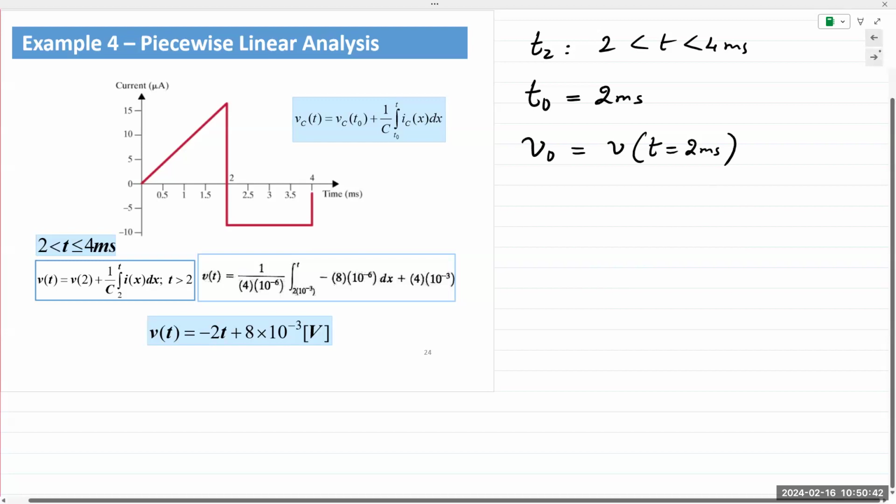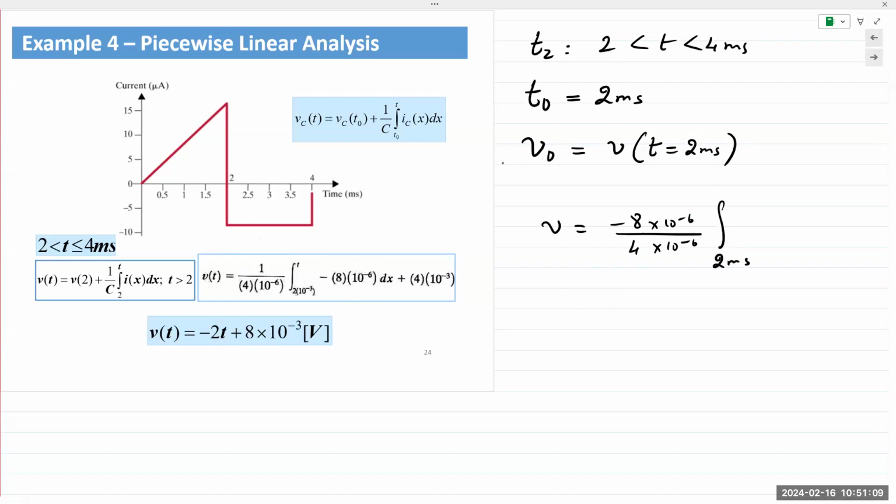So here is rather straightforward. Again, because it's a constant, I don't have to worry about anything else. I simply plug in the value, minus 8 microamps. It's a constant, you take it outside. So you get minus 8 microamps divided by 4 times 10 raised to minus 6. And note limits of the integral.